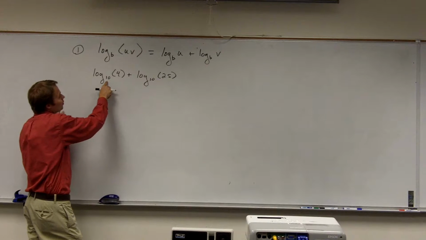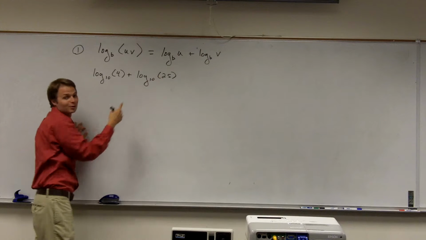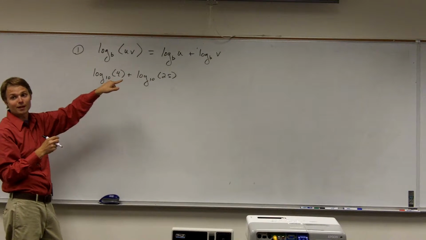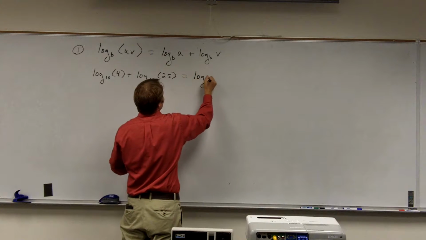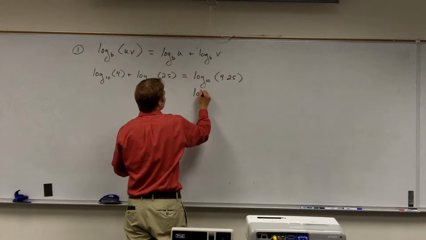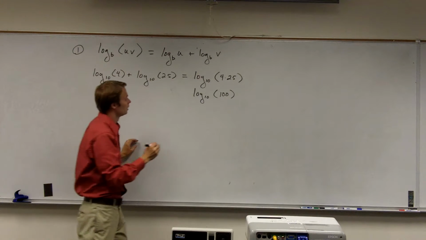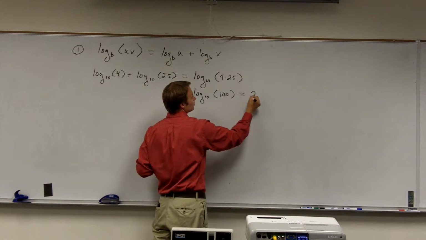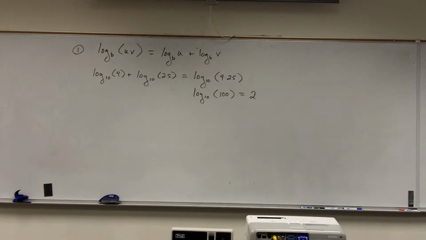So for example, I have no idea what power I should raise 10 to in order to get 4, right? And I also don't know what I should raise 10 to get 25. But if I take 4 times 25, that's 100. And I definitely know how to do that. So really I can think of this as log base 10 of 4 times 25. So this is log base 10 of 100. And this will be equal to just 2, right? Because 10 to the second power will equal 100. Okay, so this is really convenient if you don't know two logs and you can end up putting them together.